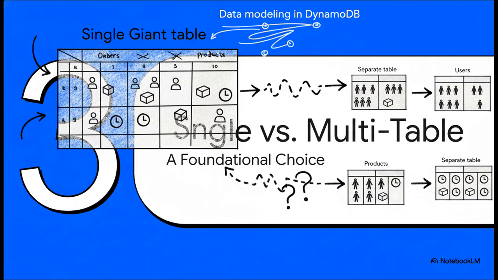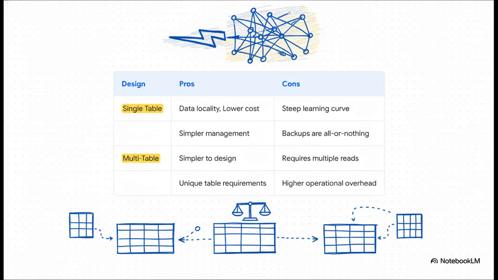So, with those building blocks in our back pocket, we arrive at your first really big design choice. Do you put all your different kinds of data, users, products, orders, the whole shebang, into one giant table? Or do you separate them out, kind of like you would in the relational world? The key thing here is that there's no single right answer. It's a classic trade-off. The single table design is what you'd call the DynamoDB native approach. It's incredibly fast because you can grab different but related items, like a user and their recent orders, all in one go. The downside? It's got a pretty steep learning curve.